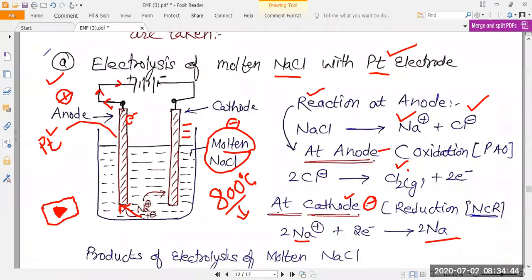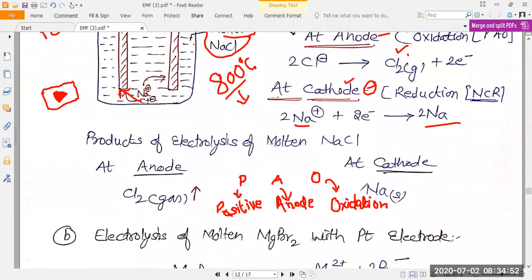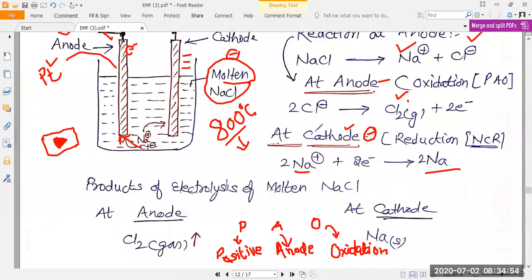When platinum electrode is taken, the products at anode and cathode are: at anode we get chlorine gas, and at cathode we get sodium metal. And this is the second trick to remember what will happen at cathode. NCR: N means negative, C means cathode, and R means reduction. NCR, negative cathode reduction. And at anode, PAO, positive anode oxidation.